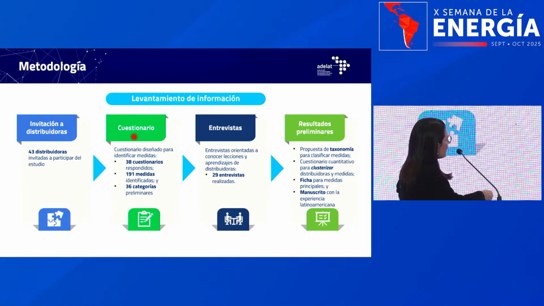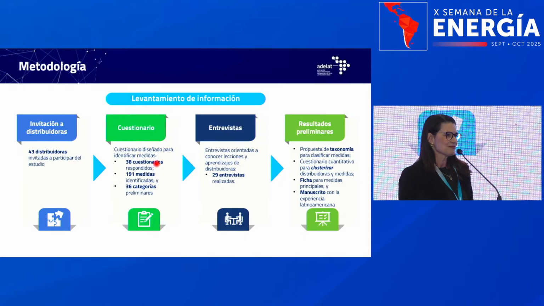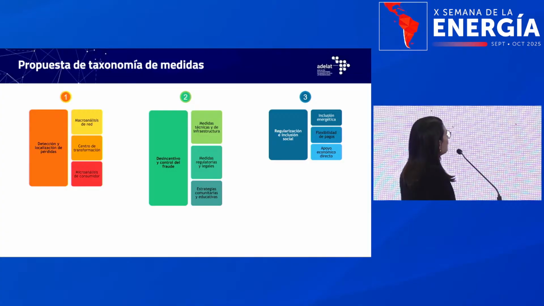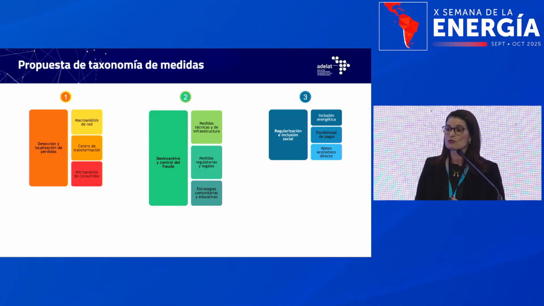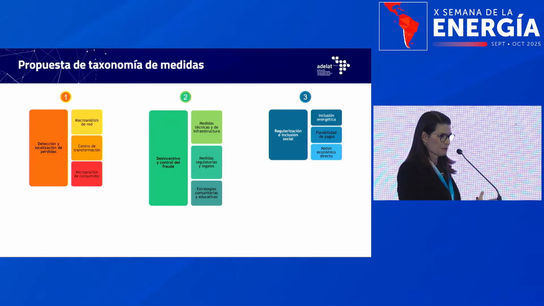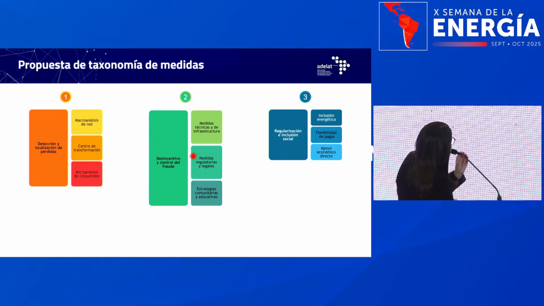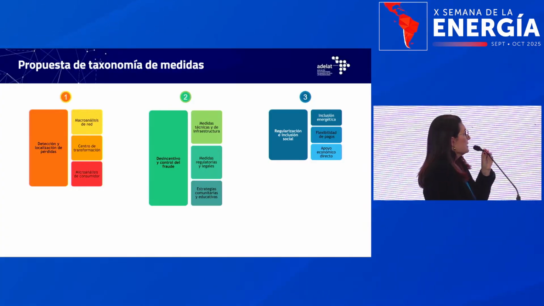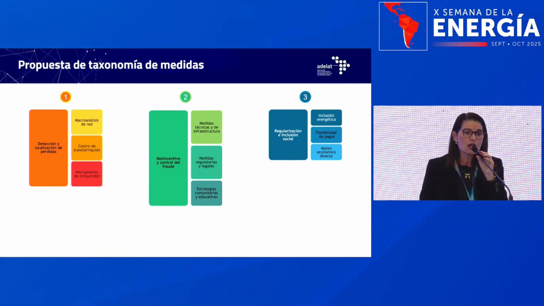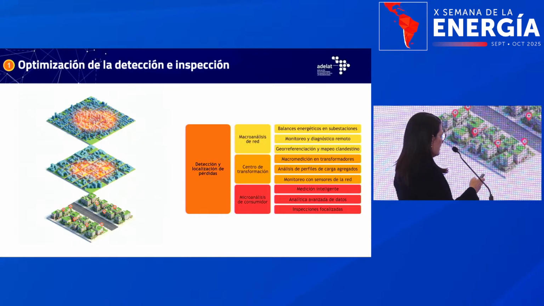So here, 38 questionnaires, 29 interviews, and here I'm going to share some examples of what we have built. The first work was a taxonomy, and so it defined instruments, which were a lot, and it's what we see in different countries. So we had 3 categories: the detection and localization of losses, the incentive and control of fraud, and third, the regulation of social inclusion. So that's a way of considering it.